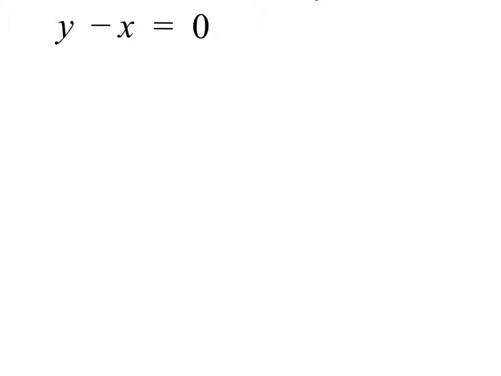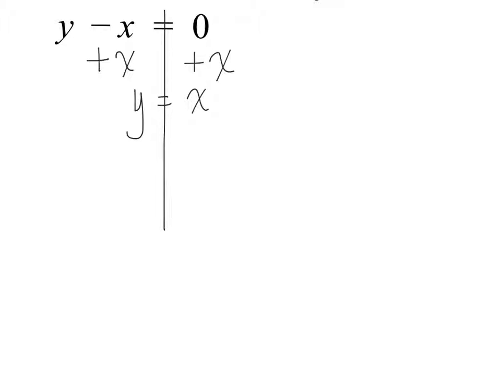Here we go. Our first equation, y minus x equals 0. We need to get the y by itself. So the way that we're going to get the y by itself is we are going to add x to both sides. So what this means is y equals x. If you want to put y equals x plus 0, that might be helpful for you to understand what your m and your b is.